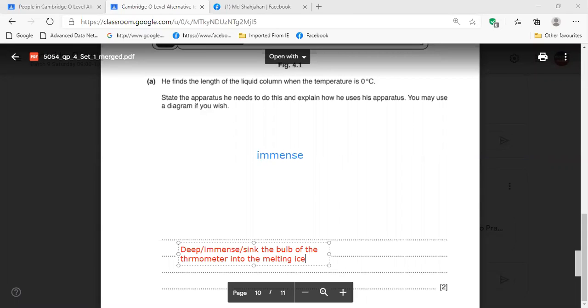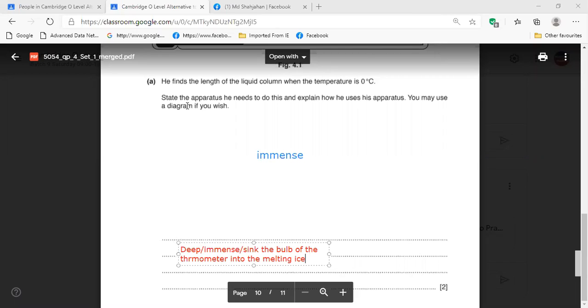Okay, then here we are getting 2 marks. Are you getting here 2 marks? Sir, or 1 mark? Sorry, 1 mark. You are getting here 1 mark. So another mark from where it will come? Measure the length when the level of the mercury is constant.